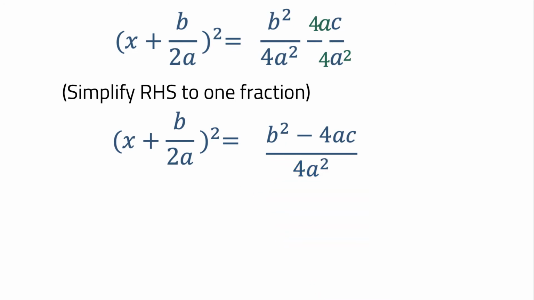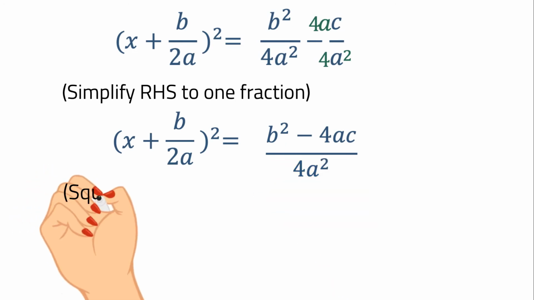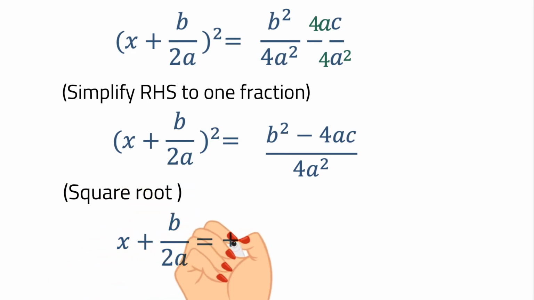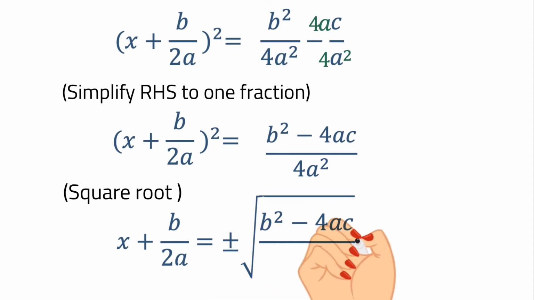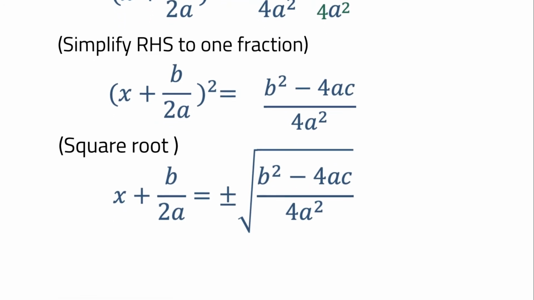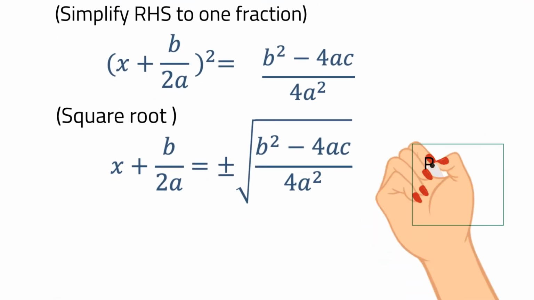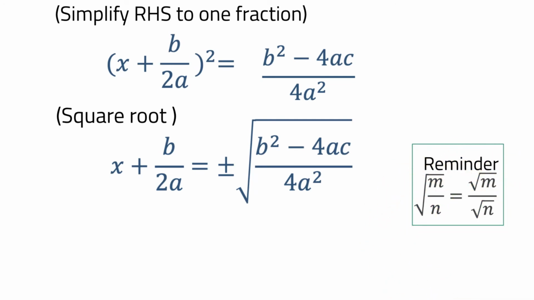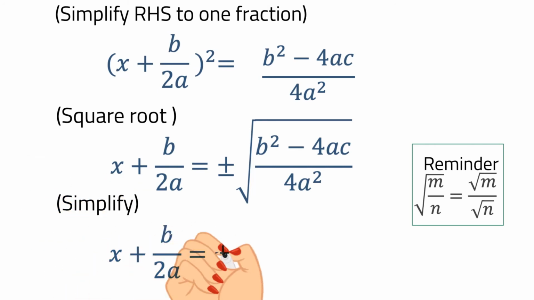Can you guess my next move? It should be quite an obvious one. I'm going to square root both sides because that will eliminate the square on the left-hand side, and I'm left with plus or minus the square root of the right-hand side. Now, another little reminder, if I want to square root a fraction, I can square root the top and square root the bottom. So I'm going to use that to simplify that right-hand side.